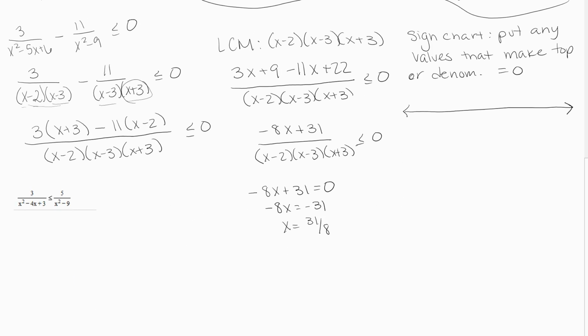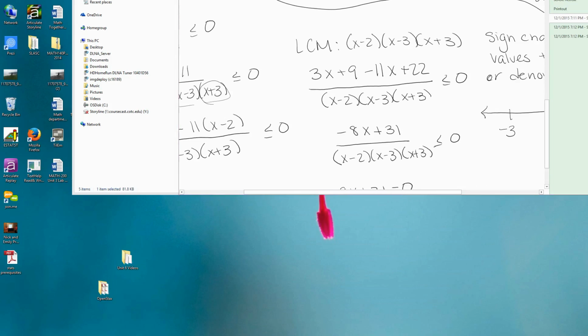So we're going to put 31 over 8 on there, which is just about 4, but not quite. Then we're going to look at the bottom now. X minus 2 gives us a 0 of 2. X minus 3 gives us a 0 of 3. And x plus 3 gives us a 0 of negative 3.